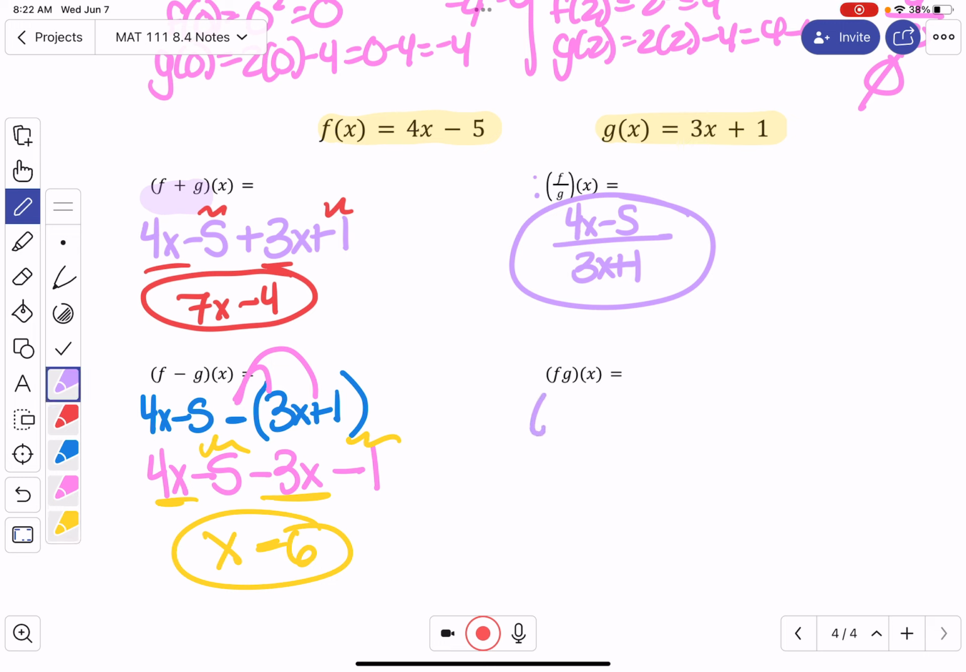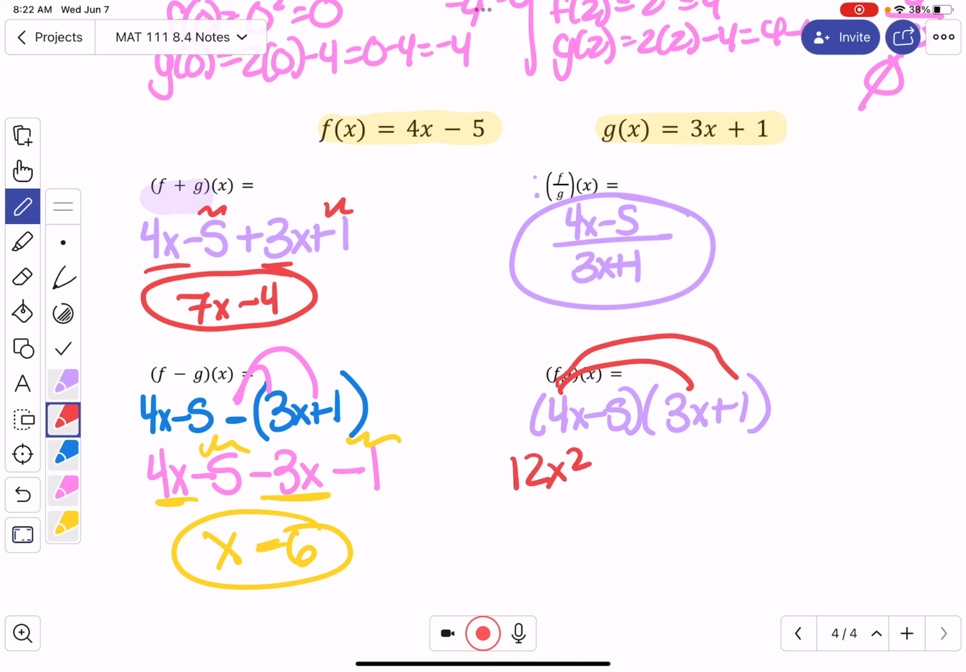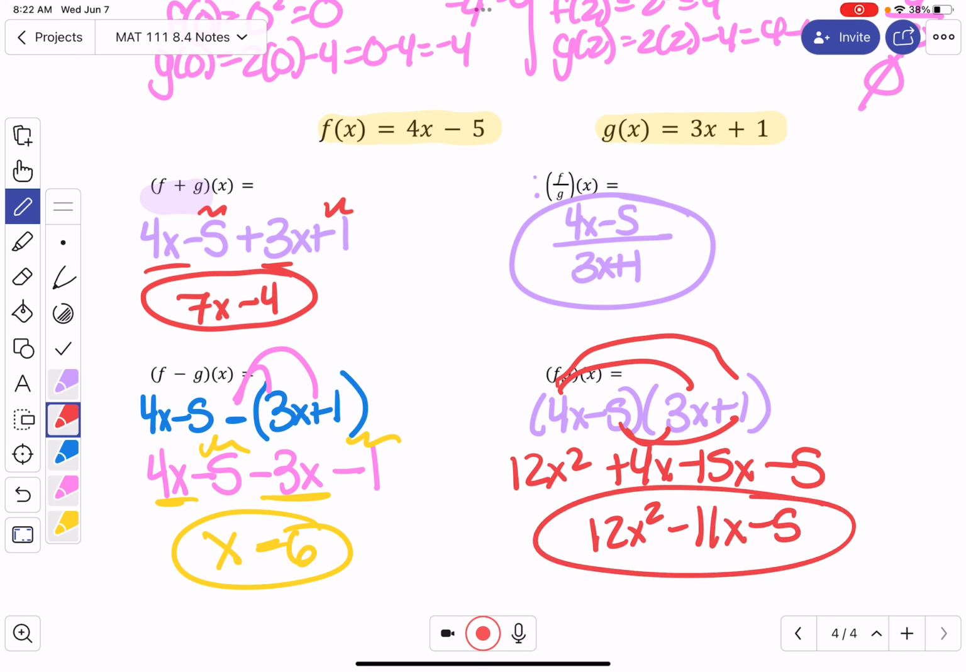And then the last one here is f times g. So when we have 2 binomials, we can FOIL. First times first gives us 12x squared. Outside times outside. Inside times inside. And last times last. Then we combine our x terms, and we get this trinomial.